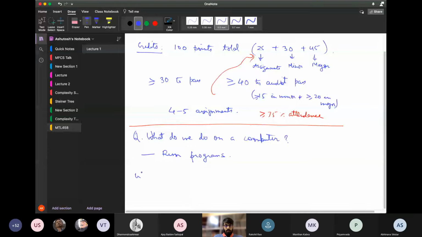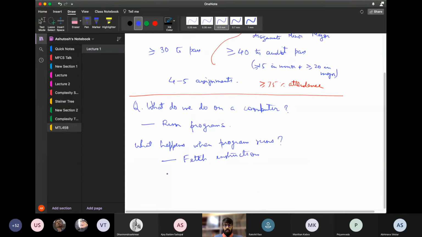So the first step, what happens when a program runs? First is going to be fetching, fetch instruction. And then what will the processor do after fetching the instruction? It will decode it. The instruction will be in binary form, and the processor will figure out what the instruction means. And then it will execute it.